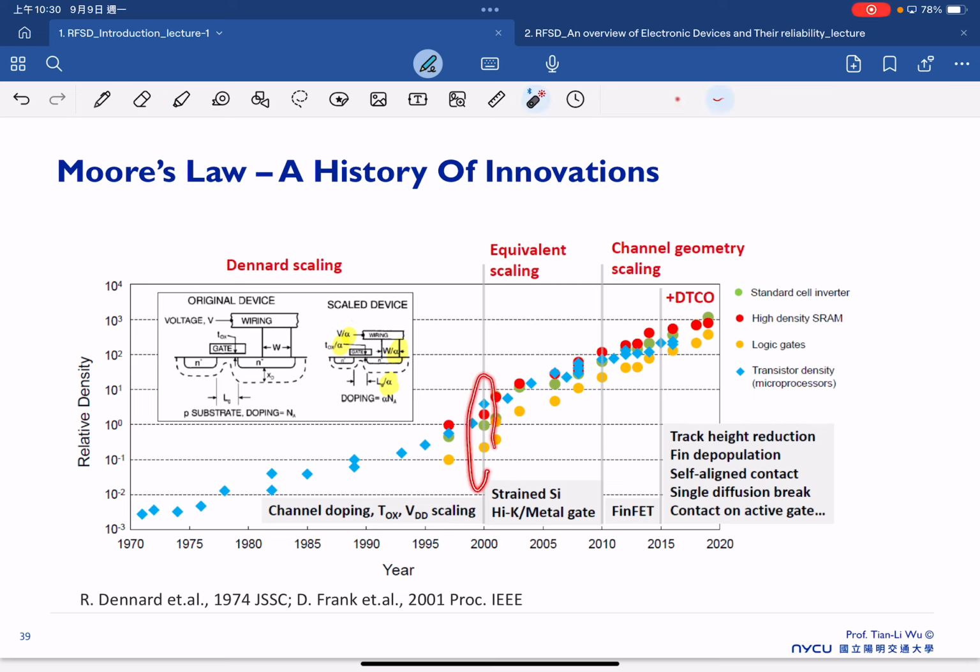So that's why after 2000, we started to expect additional possibilities with what we call equilibrium scaling. Equilibrium scaling is mainly enabled by the high-K metal gate. The high-K dielectric includes, for example, hafnium oxide, aluminum oxide, and so on. These are the high-K materials.